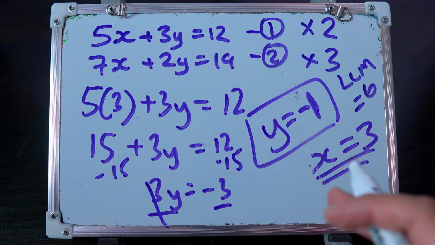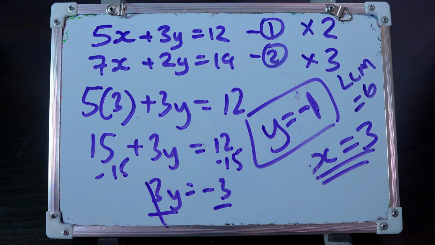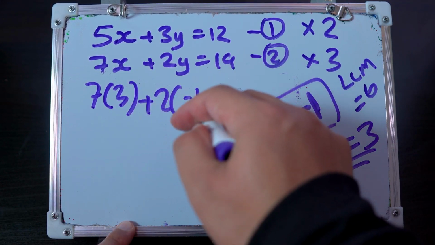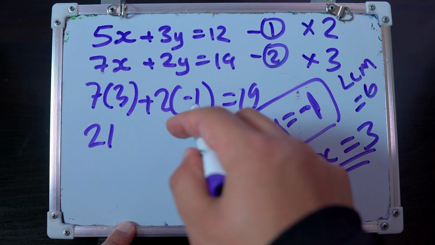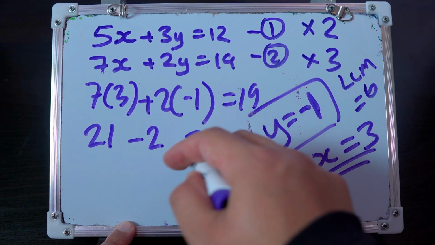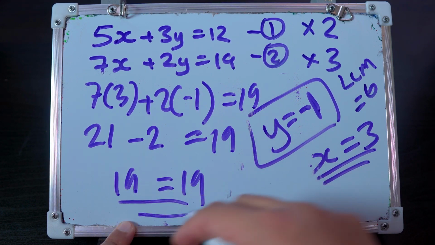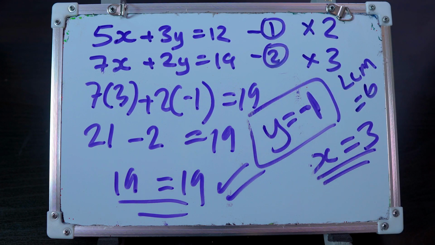So the last thing we need to do is substitute both of these values into equation 2 to see if it actually works. 7 times 3 plus 2 times negative 1 should equal 19. 7 times 3 is 21. 2 times a negative 1 is minus 2, which equals 19. 21 minus 2 is 19. That equals 19, so this checks out. These two solutions solve this problem.